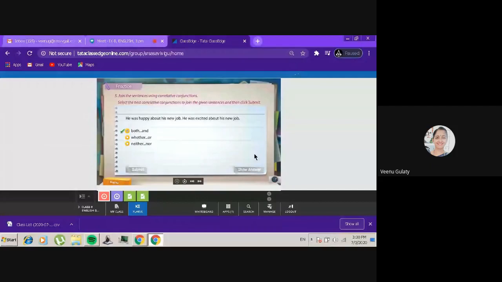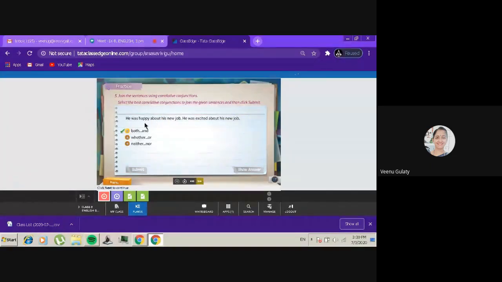Correct. The most appropriate pair of correlative conjunctions is both and. This pair equally emphasizes both the feelings about the new job. Always remember that conjunctions are basically used to shorten the sentence. Connect karte hain wo do sentences of the same idea. Here also you see the same idea is about his job.